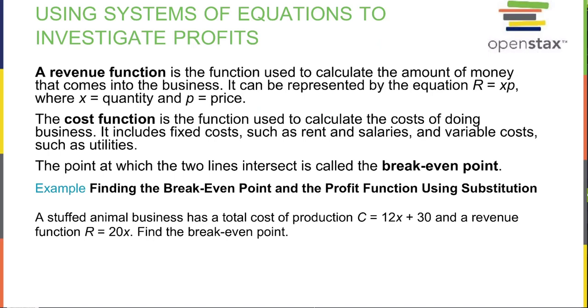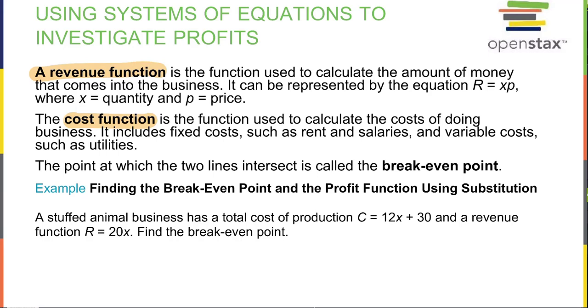Okay, let's look at this example about profits. There's something called a revenue function, and it's the function used to calculate the amount of money that comes into a business, and it can be represented by the equation R equals xp, where x is quantity and p is price. Then there is a cost function, and that's the function used to calculate the cost of doing business. It includes fixed costs such as rent and salaries, and variable costs such as utilities.